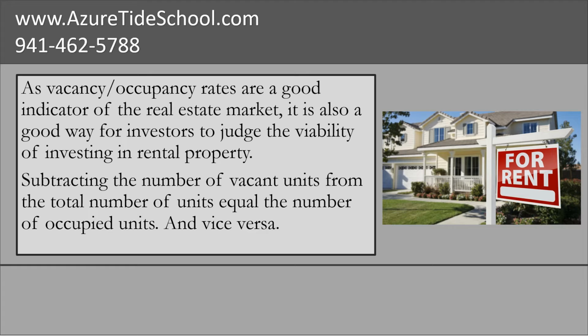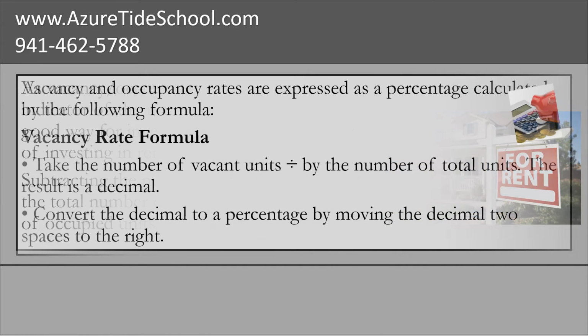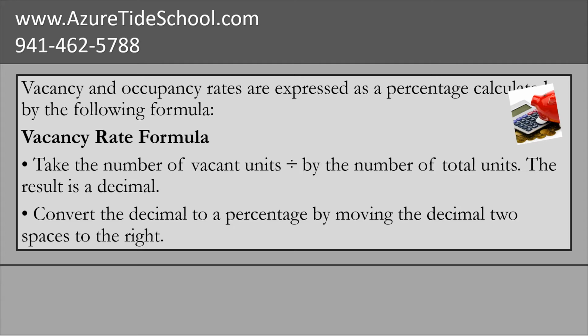As vacancy and occupancy rates are a good indicator of the real estate market, it is also a good way for investors to judge the viability of investing in rental property. Subtracting the number of vacant units from the total number of units equals the number of occupied units, and vice versa. Vacancy and occupancy rates are expressed as a percentage calculated by the following formula.